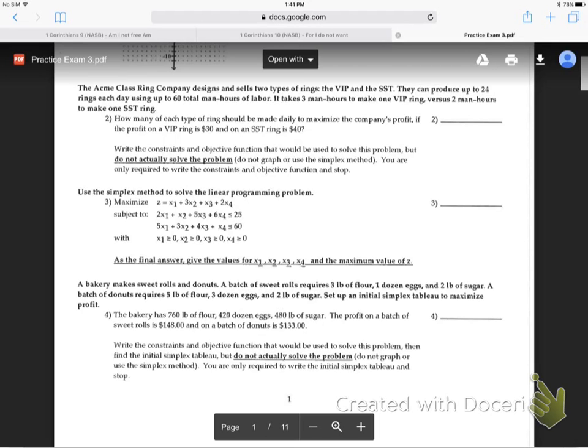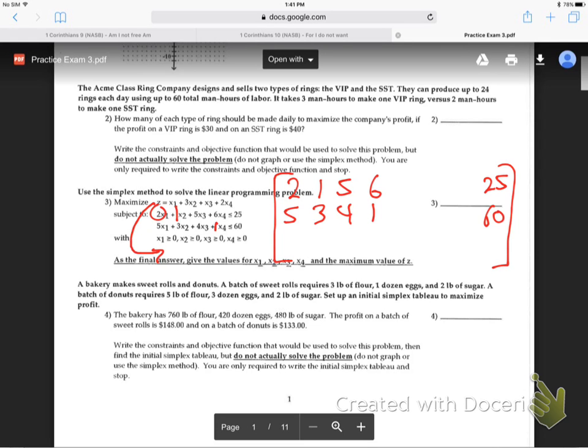Let me help you with how we put it in. Do you remember how you put this in your calculator? This one's going to go down on the bottom. So you put in your calculator the 2. I'm going to start right here. 2, this is a 1, right? 2, 1, 5, 6. The 25 will go way over here. And then 5, 3, 4, 1. This is a 1. And 60 will go way over here. So far, so good. Remember how these go in for the Simplex program?